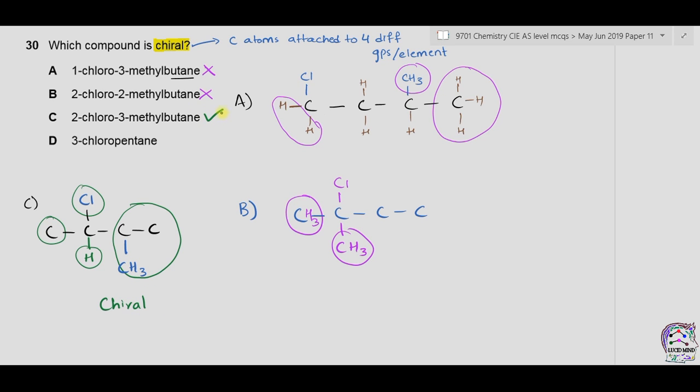So C is correct. D is 3-chloropentane. In pentane we have 5 carbon atoms in the long chain. On third carbon atom we have chlorine. Also on third carbon atom we would have hydrogen atom attached, and as you can see that both these are similar, so therefore this is not chiral. Correct answer is therefore C.